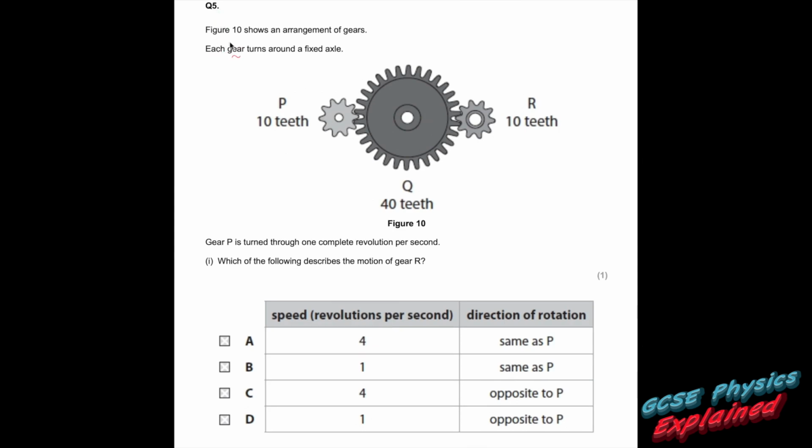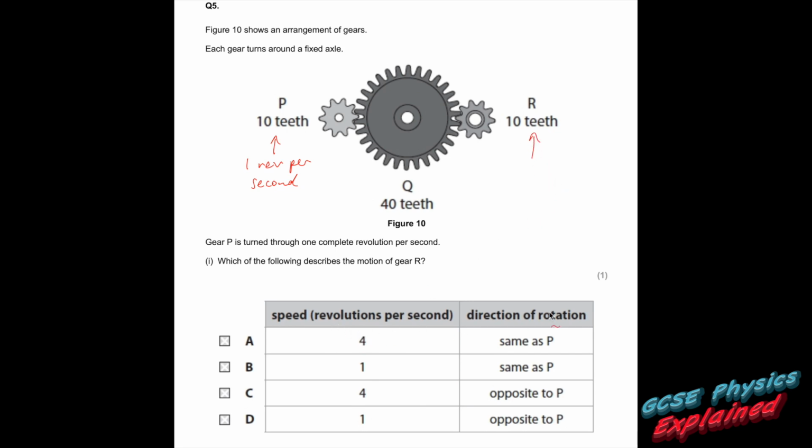Question 5. Figure 10 shows an arrangement of gears. Each gear turns around a fixed axle. So the same thing, axle would be in the middle. Gear P is turned through 1 complete revolution per second. So there's gear P. Which of the following describes the motion of gear R? Right, so there's gear R.